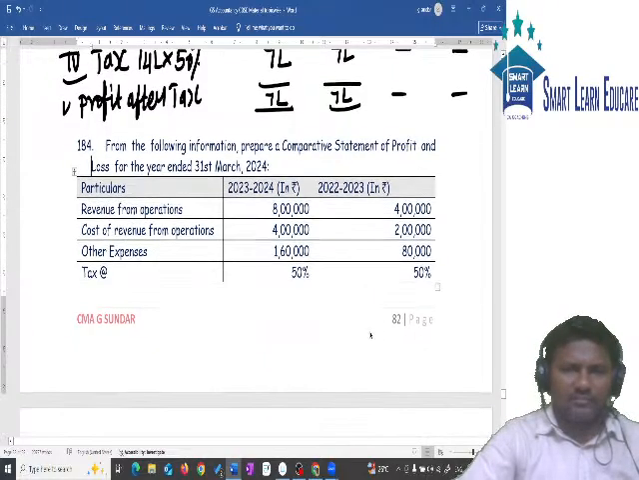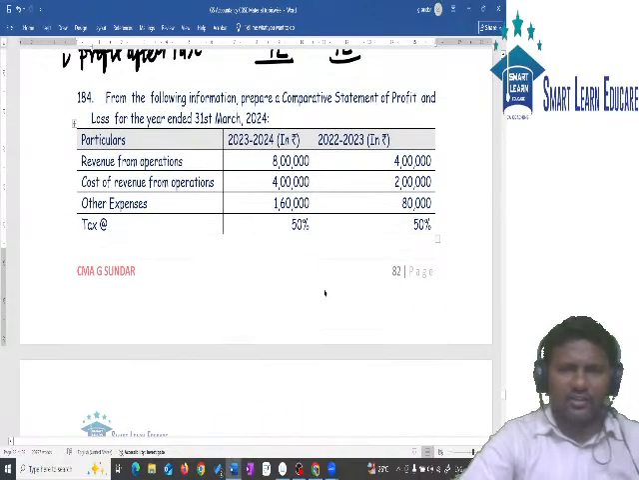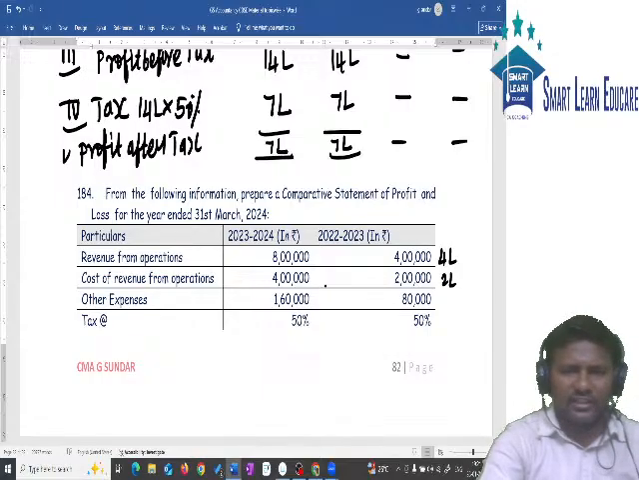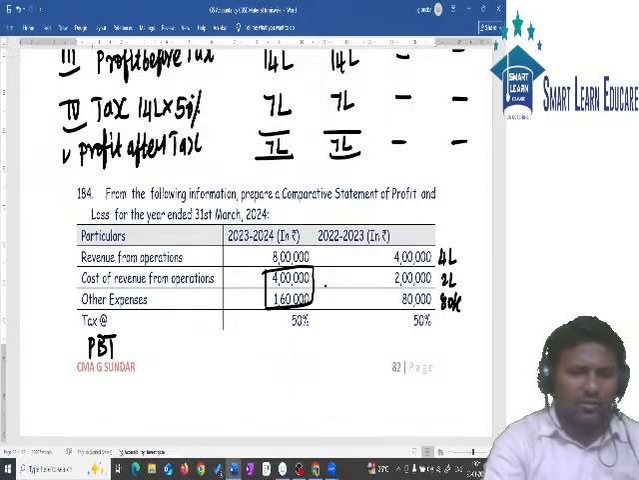I think you would have done this sum. So I am telling the absolute change. What is the absolute change? 4 lakh. Here it is 2 lakh. Here it is 80,000. And what is the tax? What is the profit before tax? 8 lakh minus 5 lakh 60 is 2 lakh and 40.